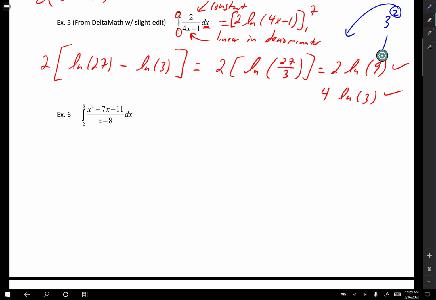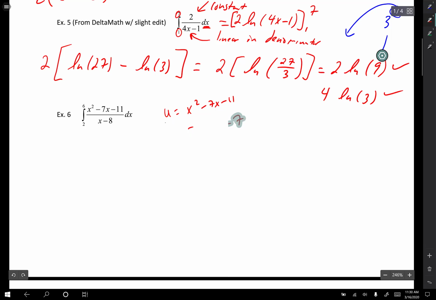So we have this, x squared minus 7x minus 11 over x minus 8. And at first glance, you're thinking, maybe I can do u sub. If you make u equal to x squared minus 7x minus 11, du would be 2x minus 7 dx, and I don't have a 2 and a 7 there. And notice that will be in the denominator, it's not in the numerator, so you cannot do that.